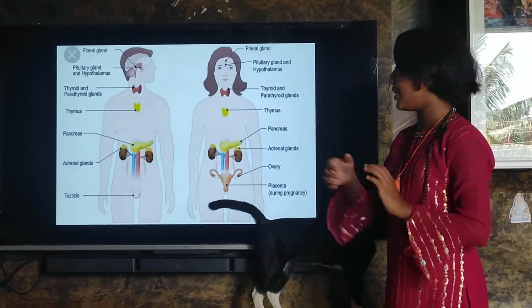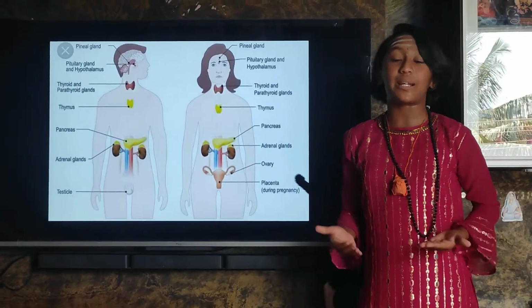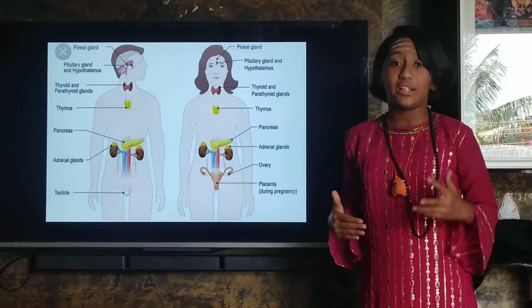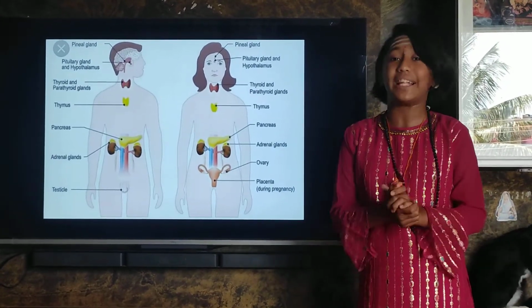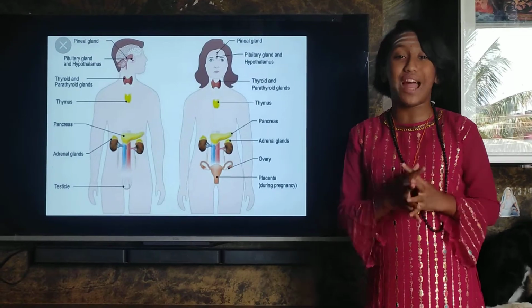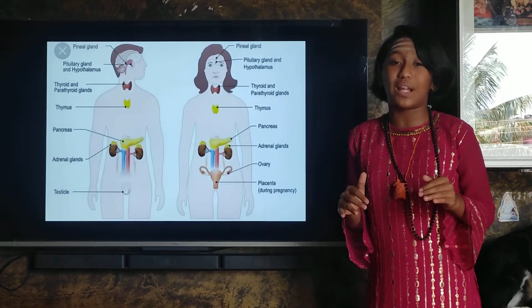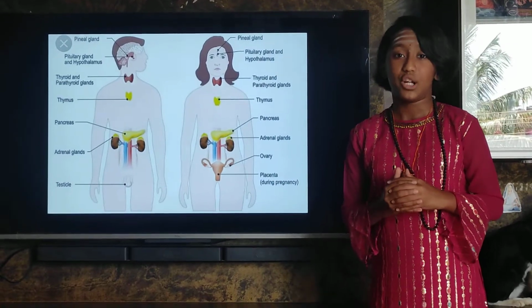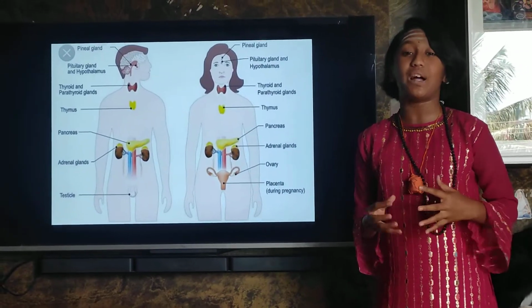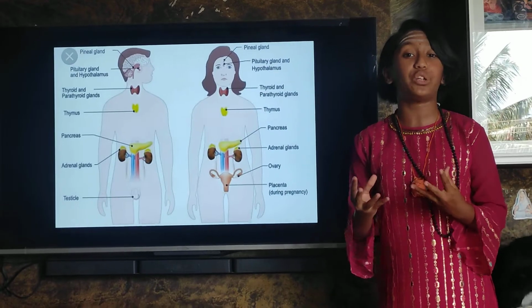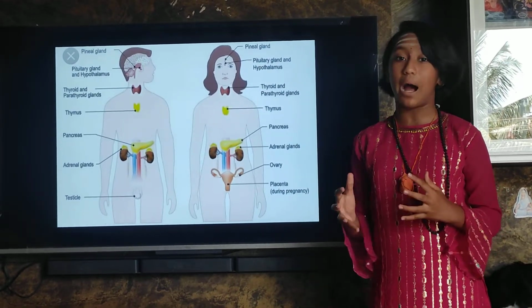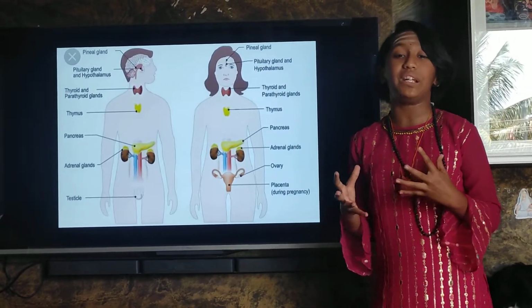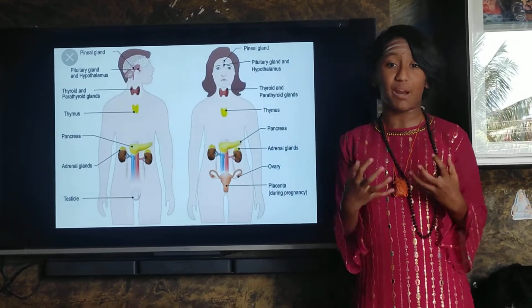Next, adrenal glands. Adrenal glands are present on the top of our kidneys. There are two kidneys, so there are two adrenal glands. There are again two parts of the adrenal glands. The inner part is known as the adrenal medulla, the outer part as the adrenal cortex. The inner part, adrenal medulla, secretes hormones called adrenaline, or emergency hormones. It is secreted when we are in a state of fear, stress or anger.